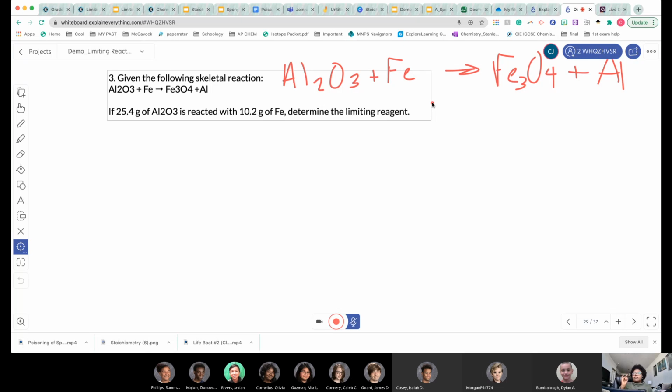Now, what is a common multiple between 3 and 4? Not 6, which would be 3 times 2. 12. Yes, 12. So how can I get 12 oxygens on the left side? What can I multiply 3 by to get 12? Good job. 4. Yes. Okay. Cool.